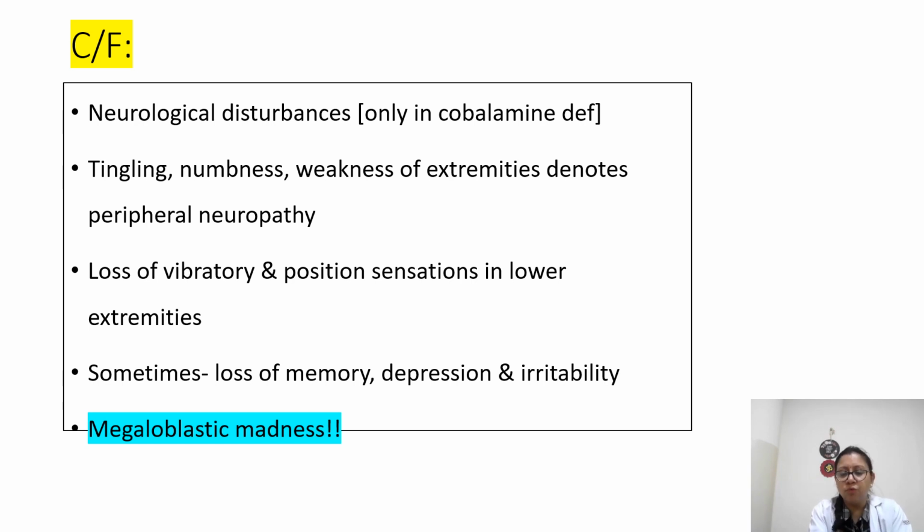Then other clinical features that people deficient in vitamin B12 and folate can present with are neurological disturbances, which are seen in cobalamin deficiency. The patient can have tingling, numbness, weakness of extremities, denoting peripheral neuropathy, and loss of vibration and position sensations in the lower extremities. Sometimes there is loss of memory, depression and irritability. Megaloblastic madness occurs, where the patient can have severe psychosis due to cobalamin deficiency.